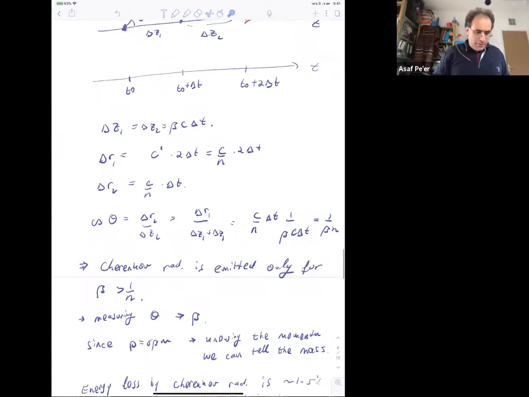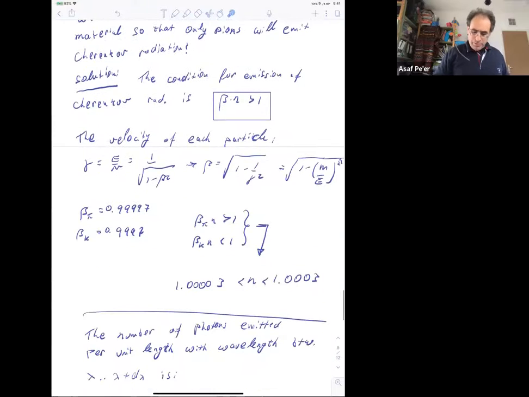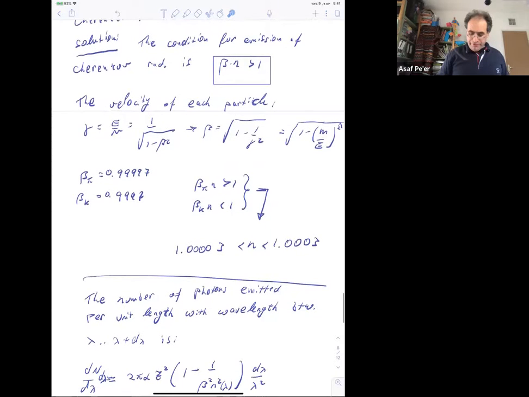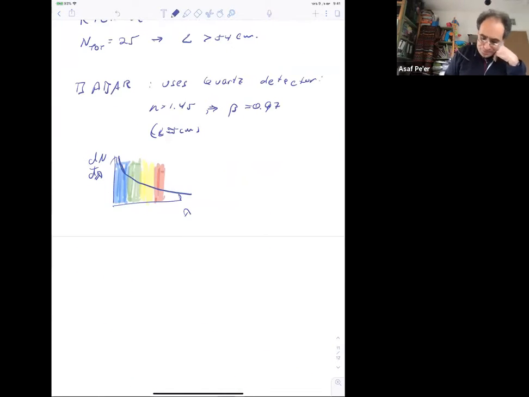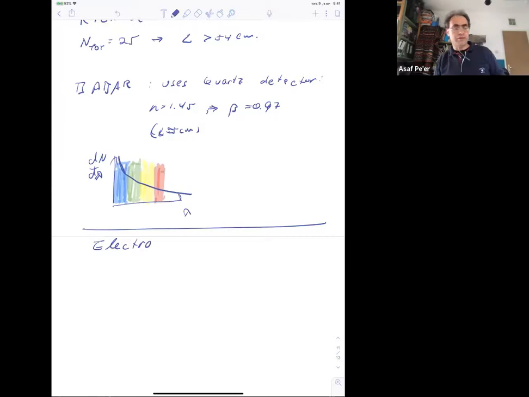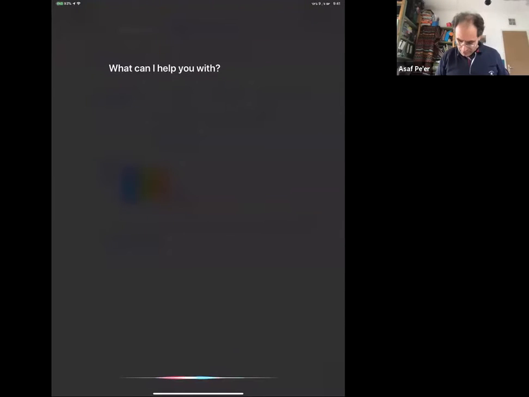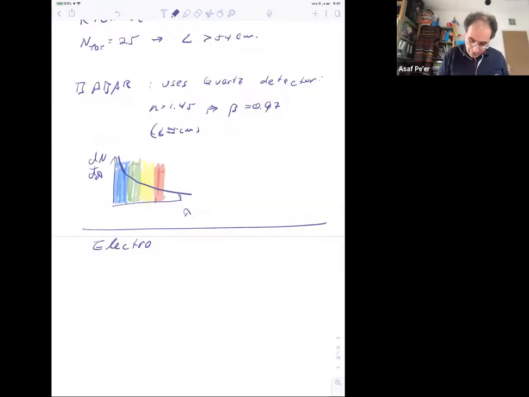Okay, then the second topic that I wanted to cover, quite quickly, is called the electromagnetic shower. This is also a phenomenon that is extremely important both in particle physics and in astrophysics. We have a lot of detectors that are based on that.